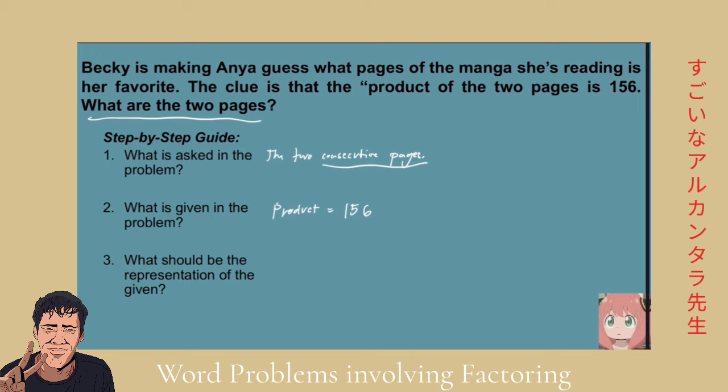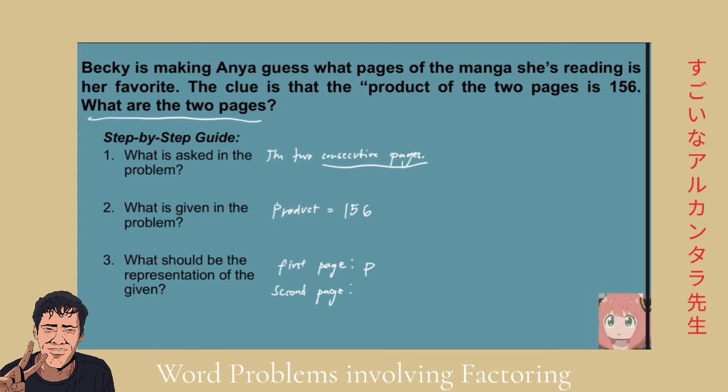Now, how should we represent the idea of those two consecutive pages in this case? Again, we can use any variable here. You may use x or anything. But for me, I'll use the letter P as our representation. So let's say that the first page is letter P. What do you think should be the second page, or the page after the first page?